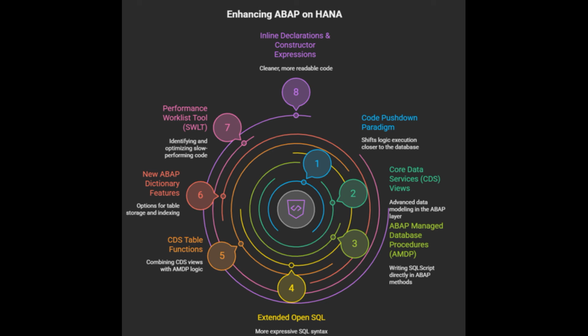INTO specifies where the results go, a structure or an internal table. The absolute key to efficiency: transfer as little data as possible. Be specific in fields, be precise in WHERE. To read just one row, use SELECT SINGLE. If nothing's found, sy-subrc becomes 4. If multiple rows match, it just grabs the first one.